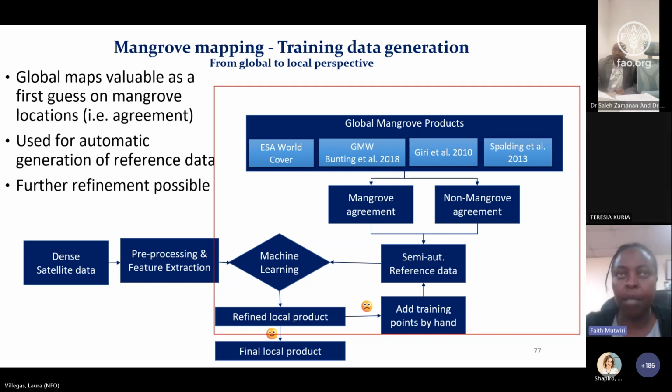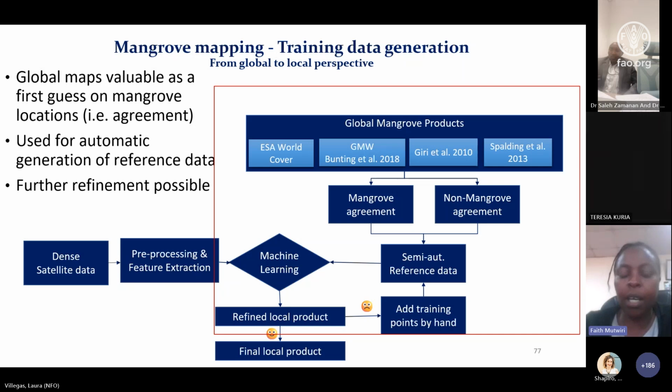Looking at all these data sets, the first thing we do is look at where there is a mangrove agreement, meaning where all these data sets say that this area has mangrove. And also the non-mangrove agreement, meaning the areas where all the products say that this is not a mangrove area. This is the first data set, where we do an iteration and generate sample points from the mangrove agreement areas and the non-mangrove agreement areas.